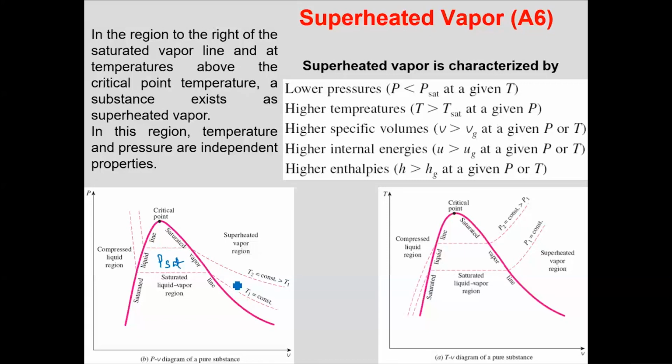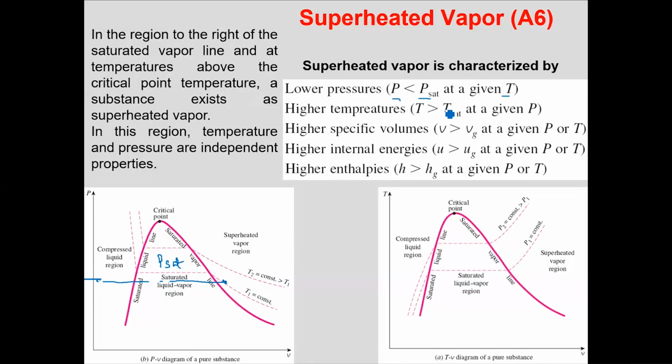Now, if my pressure is less than saturation pressure on this line T1, where will I be? Above P saturation or below P saturation? Below P saturation. So let's say I am somewhere over here. My pressure is less than P saturation for the constant temperature. Which region am I in? Superheated vapor region. So if your pressure is less than P saturation at a given temperature, you are in the superheated vapor region.